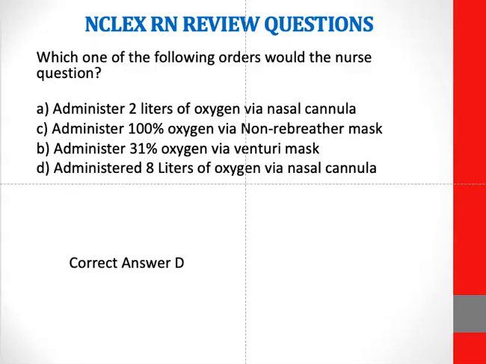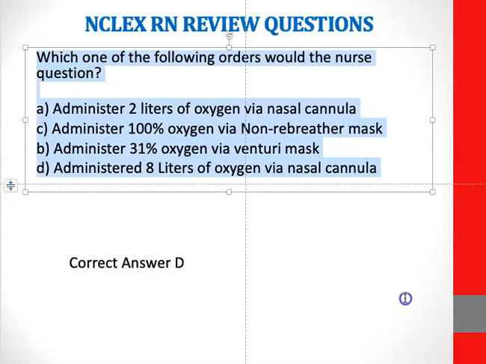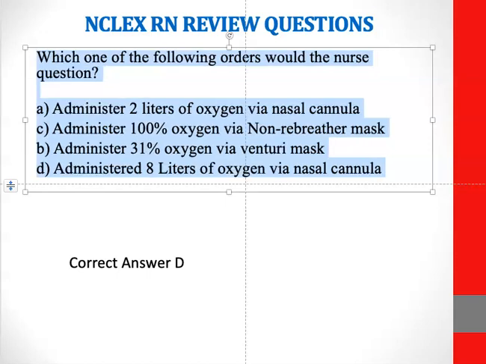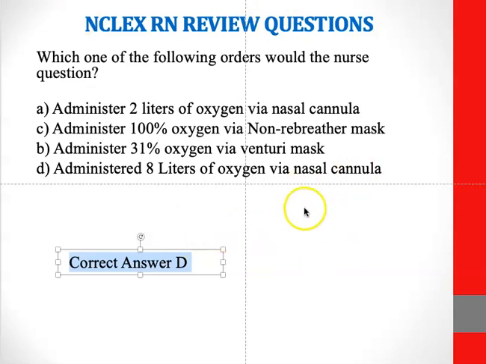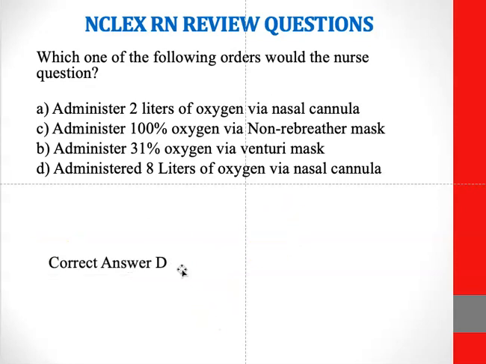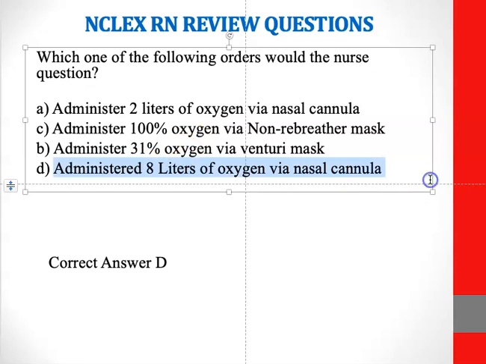This question: which of the following orders would the nurse question? So which of these following orders will the nurse question? The correct answer in this question will be D, administer 8 liters of oxygen through a nasal cannula. Because if you administer that oxygen, you can put the patient into oxygen toxicity. So we don't administer 8 liters of oxygen through a nasal cannula. That is not what we do as nurses. So the nurse definitely will question this order, 8 liters.